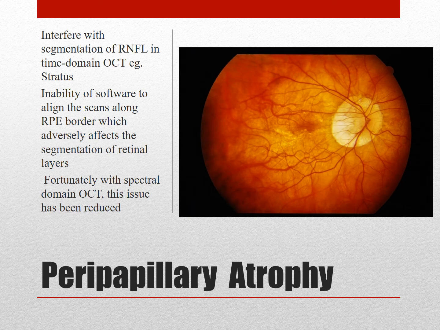Peripapillary atrophy. So interference with segmentation of the nerve fiber layer in time domain OCT. So that's usually a problem with that type of OCT. An example of that OCT is Stratus. Inability of software to align with scans along the RPE border, because there's no pigmentation here, it's all atrophy, so that's why it's having a hard time. And that can adversely affect the segmentation of the retina layer. But fortunately, with the spectral domain OCT, this is no longer an issue, or that great of an issue, I would say.